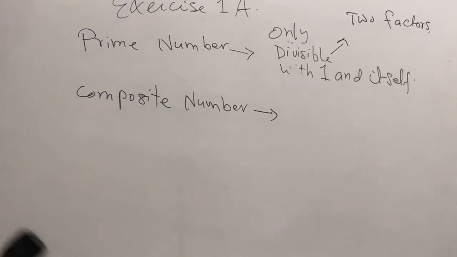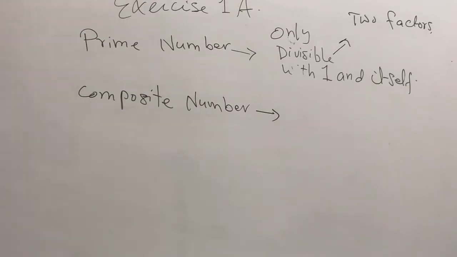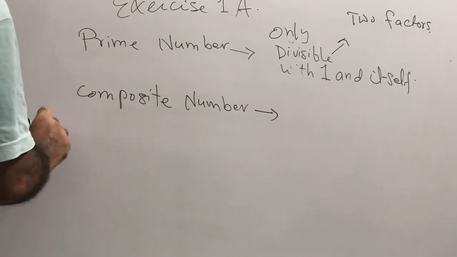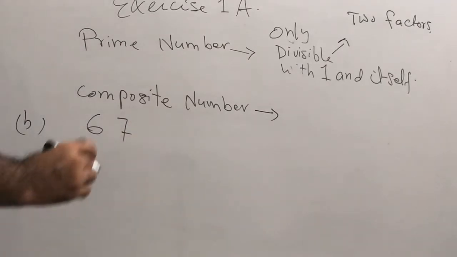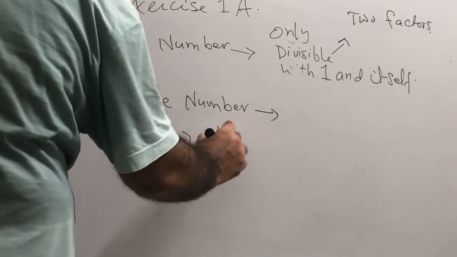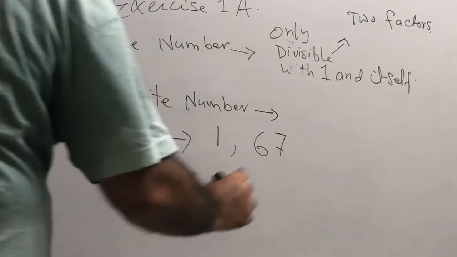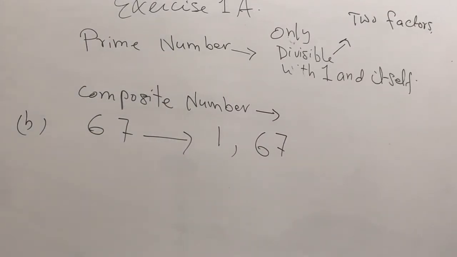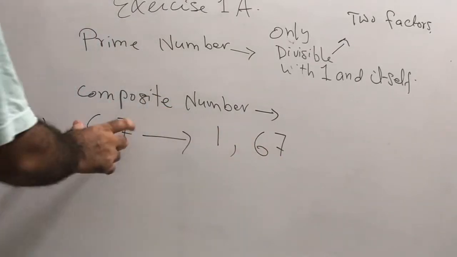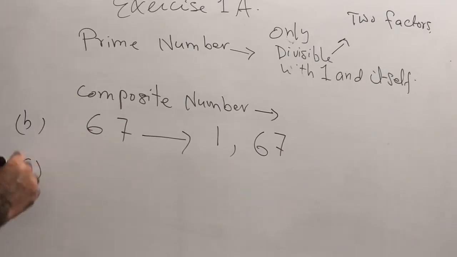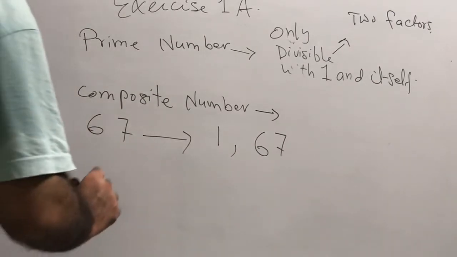Then we move to part B, 67. 67 is a number that can only be divided by 1 and 67. There is no other table where you can divide 67. It cannot be divided with 3, 5, 7, 9, 11, 13. So it can be divided only with itself and 1, so it is a prime number. Part C says 73.